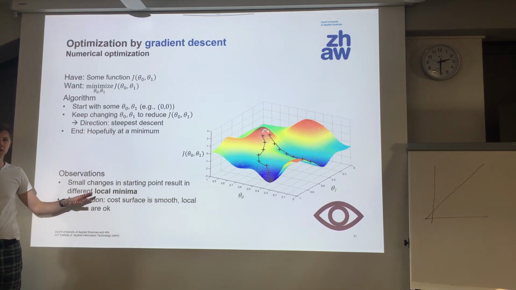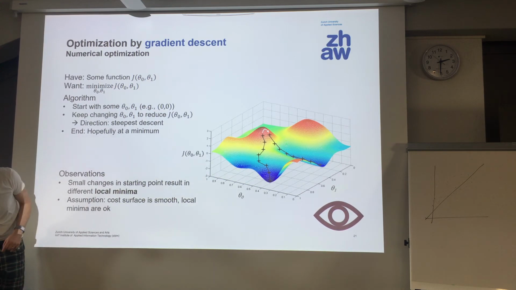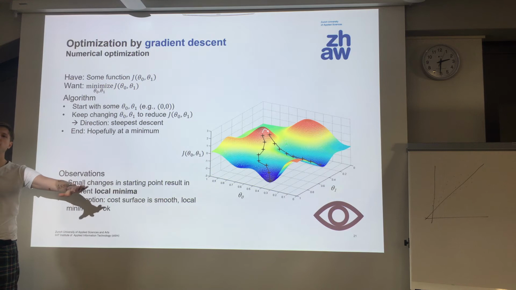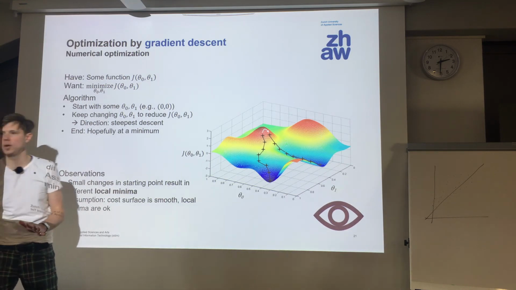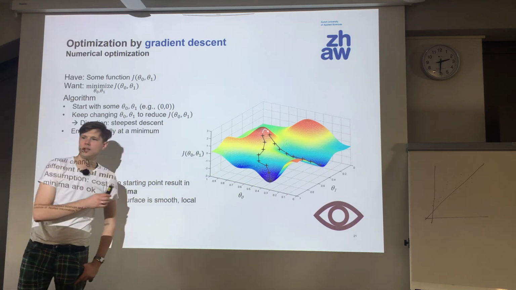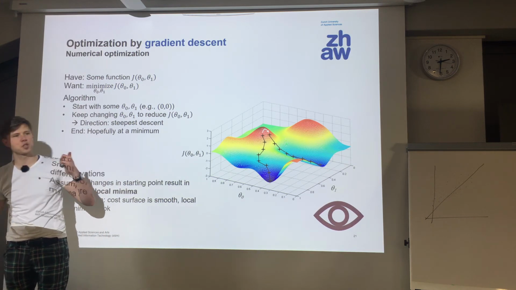The point that gives us hope that this algorithm works well in practice usually is that we assume that our cost surfaces are usually smooth. This is also an assumption we somehow have in neural networks. We say, okay, we know there are different local minima and we will always end up in different ones, but it will somehow be okay. It doesn't matter too much in which local minimum we end up with.